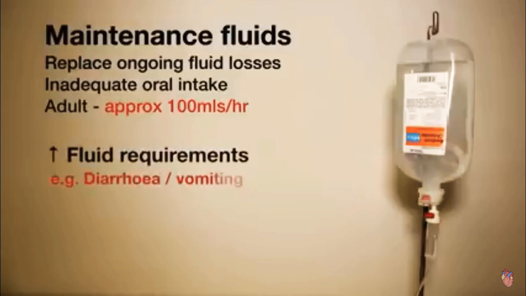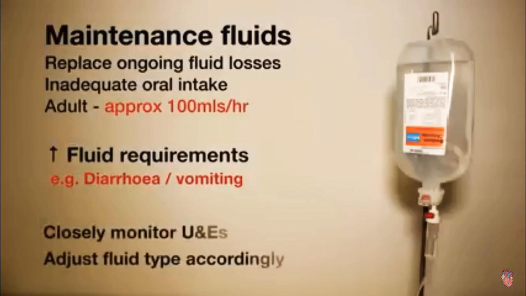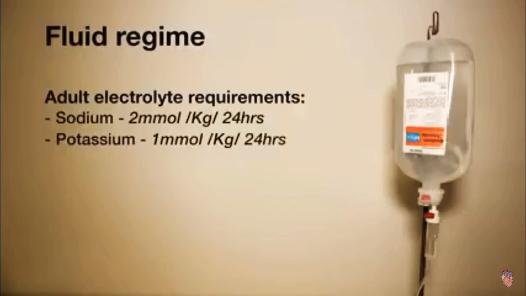The patient will require more if there are ongoing additional losses such as vomiting, diarrhea, or increased stoma output. Throughout the period of intravenous fluid replacement, blood electrolytes should be regularly checked and the type of fluid administered varied accordingly. When planning the fluid regime, remember that adults require about 2 millimoles of sodium per kilogram and about 1 millimole of potassium per kilogram every 24 hours.